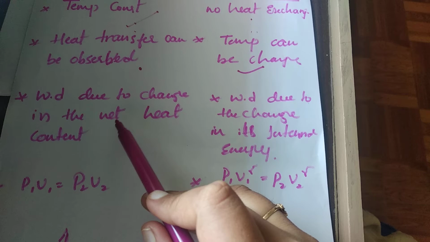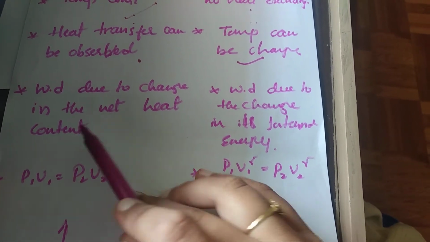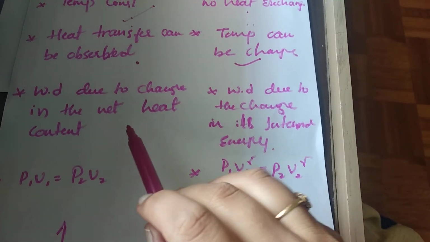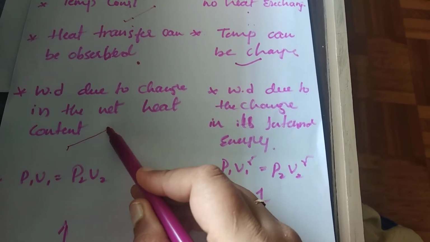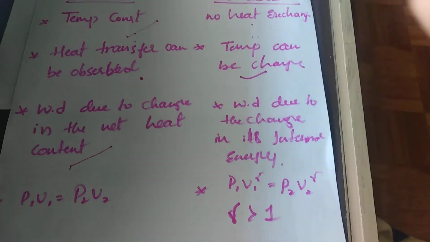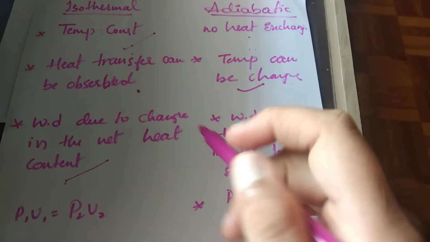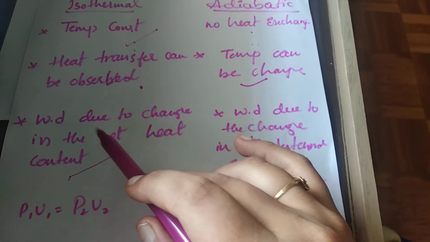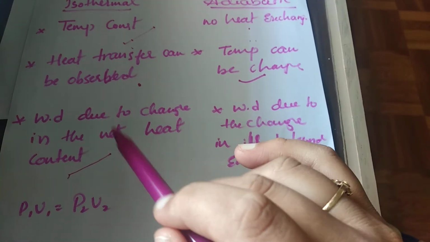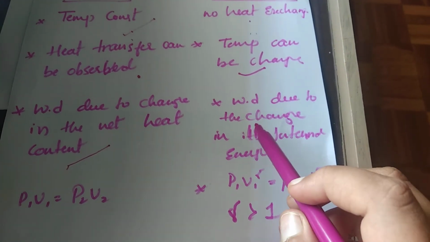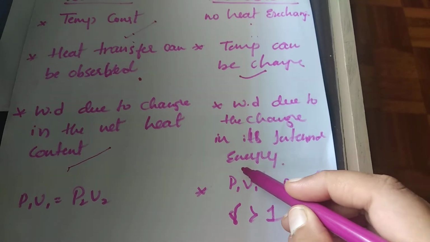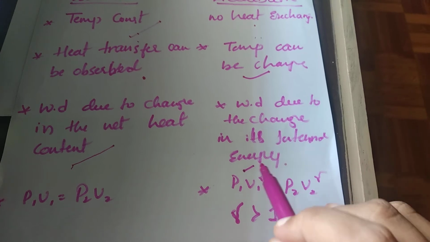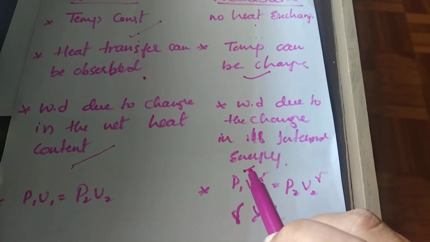In the isothermal process, the work done is due to the change in the net heat content of the system, because the overall heat changes. The change in the net heat content is the reason for the work done. In the adiabatic process, the work done is due to the change in its internal energy.